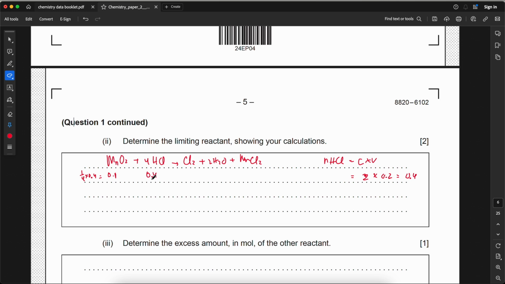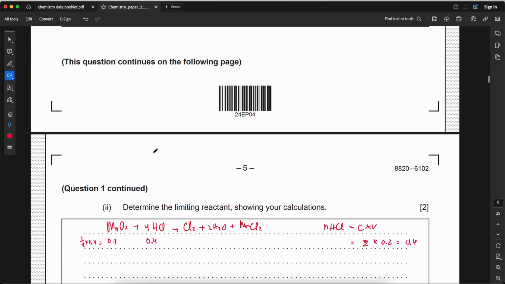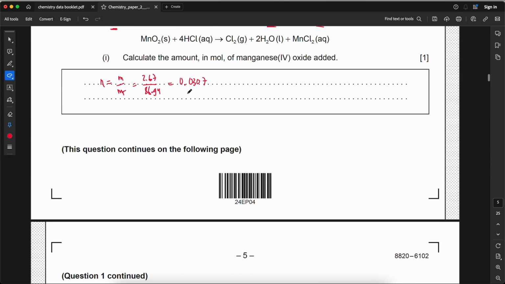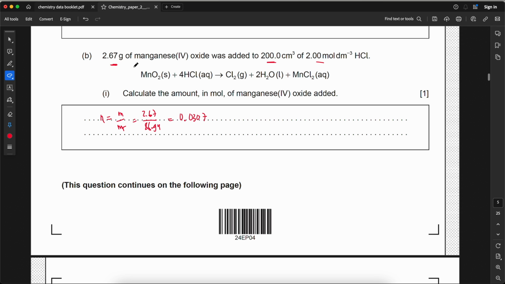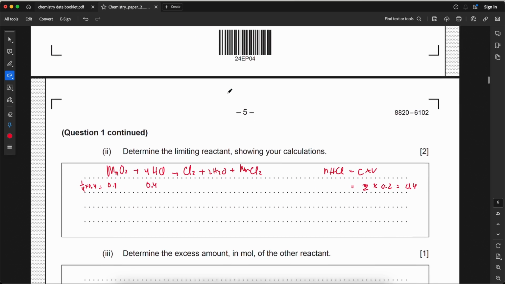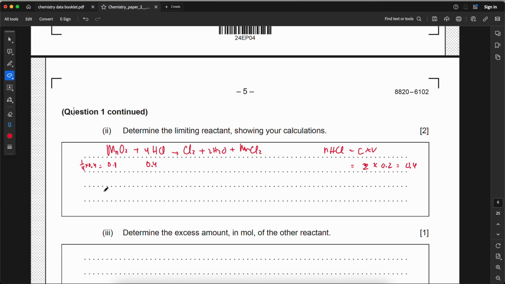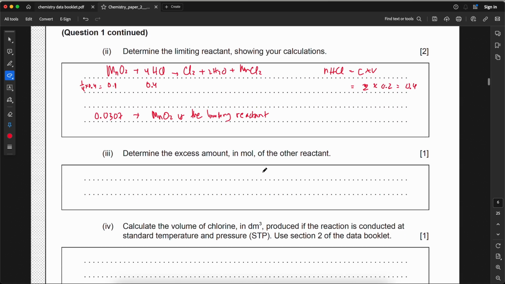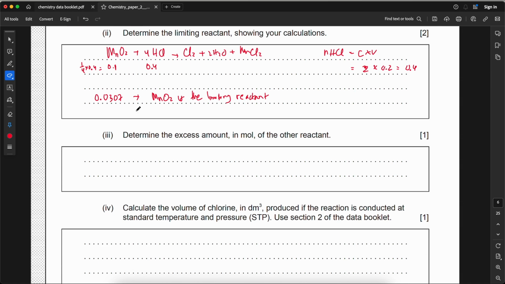Okay, now which one is the limiting reactant? When we compare with the previous question, 2.67 gram of manganese oxide was added. So actually the mole of manganese oxide is 0.0307. So it's very small. Therefore, MnO2 is the limiting reactant. Determine the excess amount in mole of the other reactant.